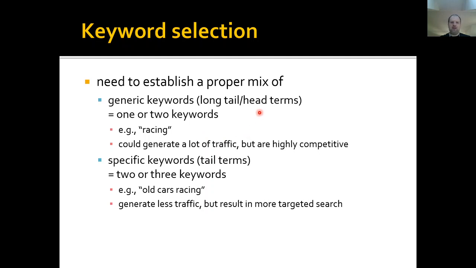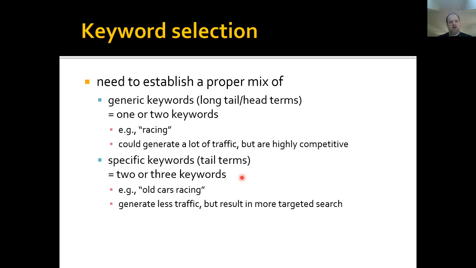So in addition to head terms that are not so specific, we must add some more specific ones called tail terms, and they focus our content into something more specific, that of course generates less traffic, because fewer users are interested in more specific topics, but there is also less competition. So we must combine a mixture of these two types of keywords to get the right blend of keywords.